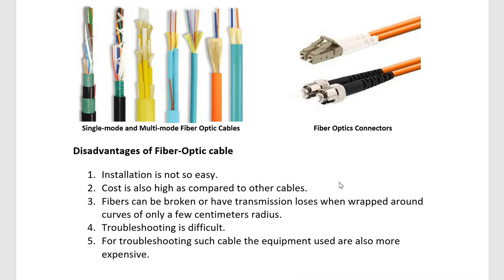Now remember, it uses the reflection technology, reflection of light, to send the data. So for sending the data, it does what? It reflects the signals inside the cable, and for that it has a glass coating inside the cable. Now it is like a glass coating, and suppose you curve around a few centimeter radius, then that glass can be broken and you can get a scratch on that glass. Even a hairline scratch will lose the data, because the reflection will be redirected somewhere else. It will not reach the destination.